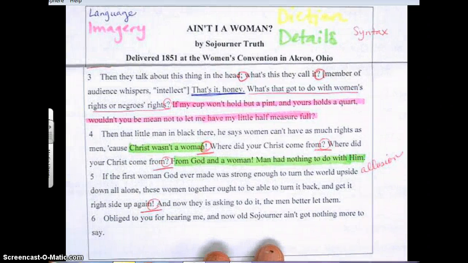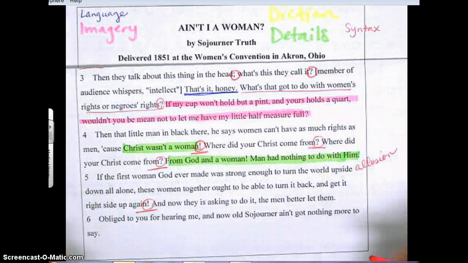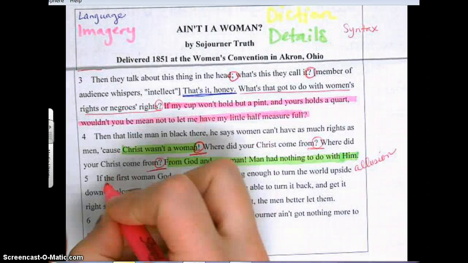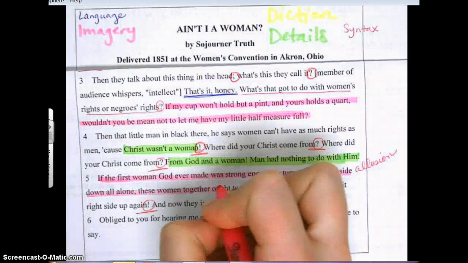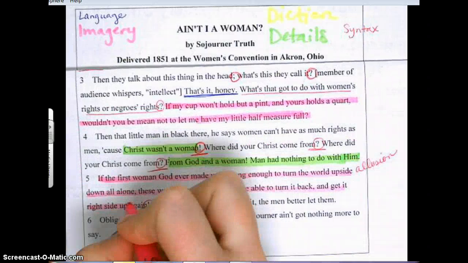And I'm also going to mark this metaphor, analogy, as she tries to make this point.